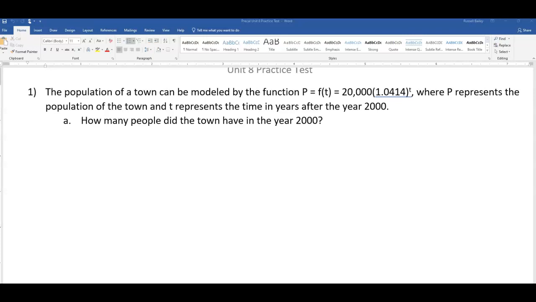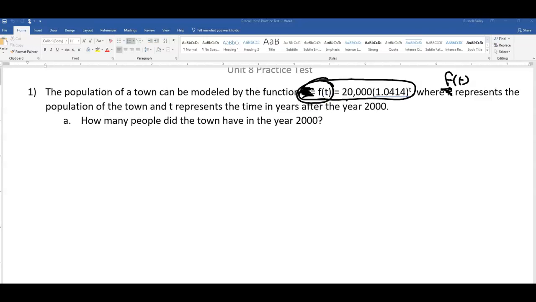The population of a town can be modeled by this function here, where P represents the population of the town and T represents the time in years after the year 2000. So there's our function. This might confuse you because I don't usually write things like that, so if it helps, you can just ignore the P and change it to an F of T. Basically, this is the output, and the input is T.